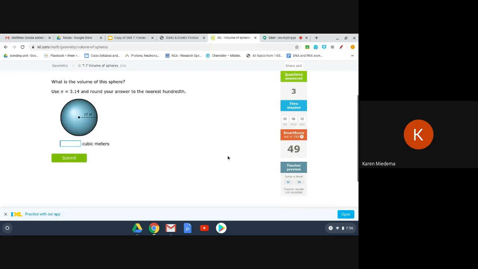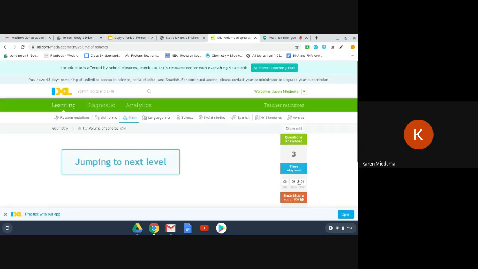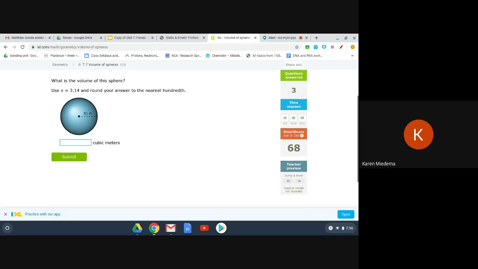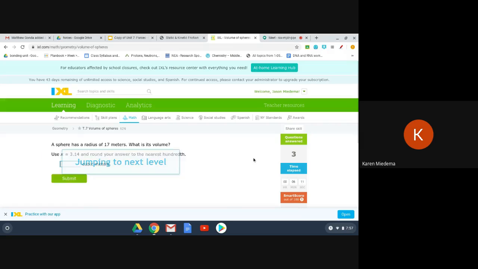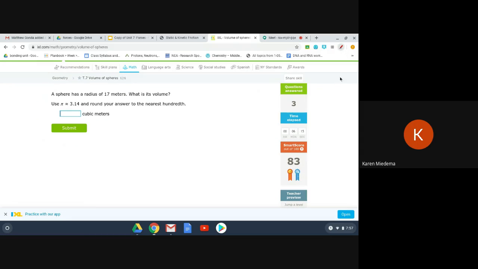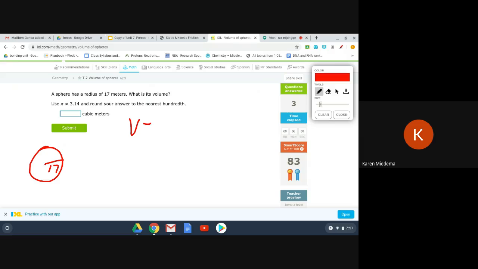Okay, so we did some like that. I'm going to go ahead and jump a level. Again, we've done some like that. Okay, I'm going to do this one with you. Everything is the same except you don't have a picture. Tells us that the radius is 17. And after that, everything is exactly the same.